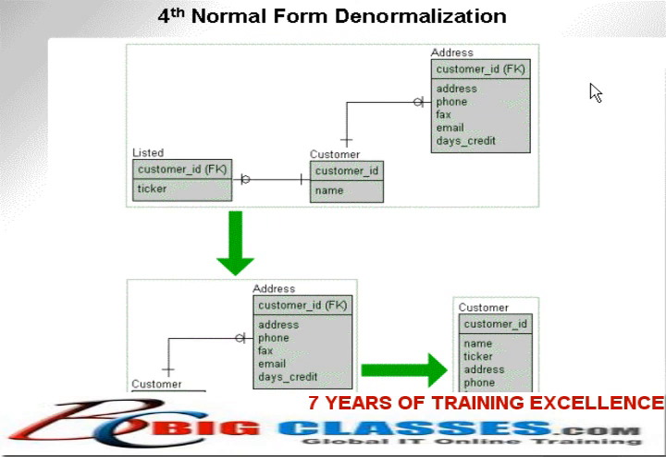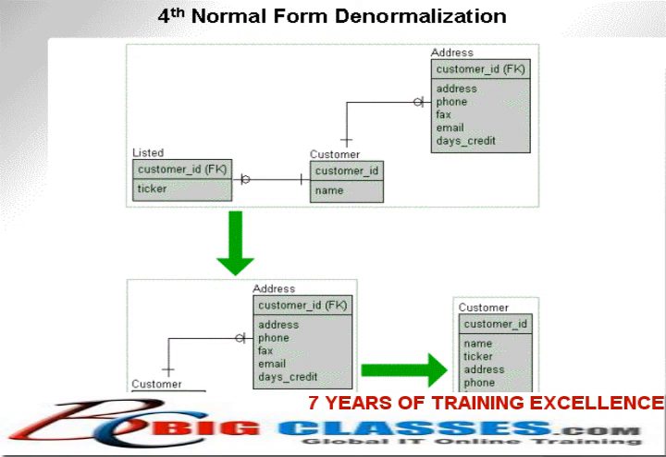My key indicator here would be one-to-one joins. This is a one-to-one join, so is this. What I've done is I've denormalized one of the one-to-one joins, namely the listed entity, and then I've denormalized the address one-to-one join. Everything ends up in the customer table. Why would you want to do this? Because the SQL statement here would look at 3 tables, and in this case it would look at 1 table.